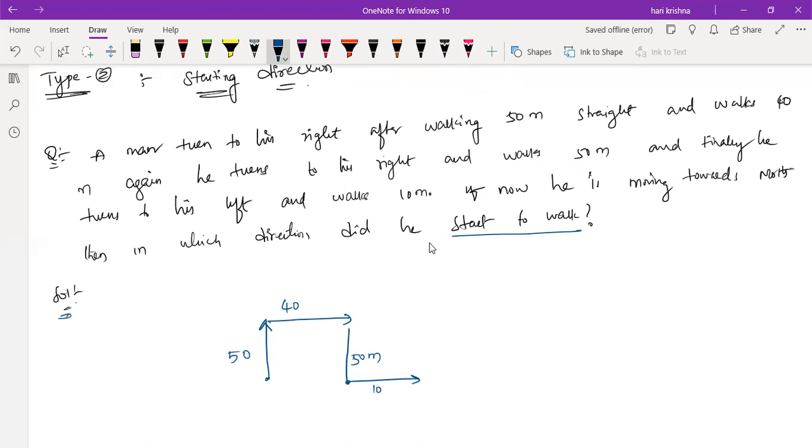Okay, now he is moving towards the north direction. Now they are saying this is the north direction. If this is the north direction now, then what is the initial direction? This one, that is the left side of the north, right? If this is the north direction, if you go anti-clockwise, that is the left side of the north. So left of north is what direction? West. So you can do it in this method.